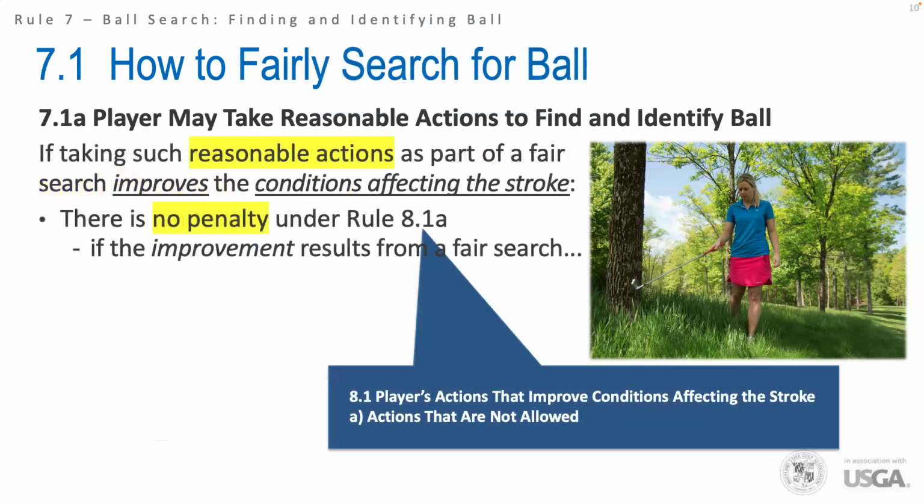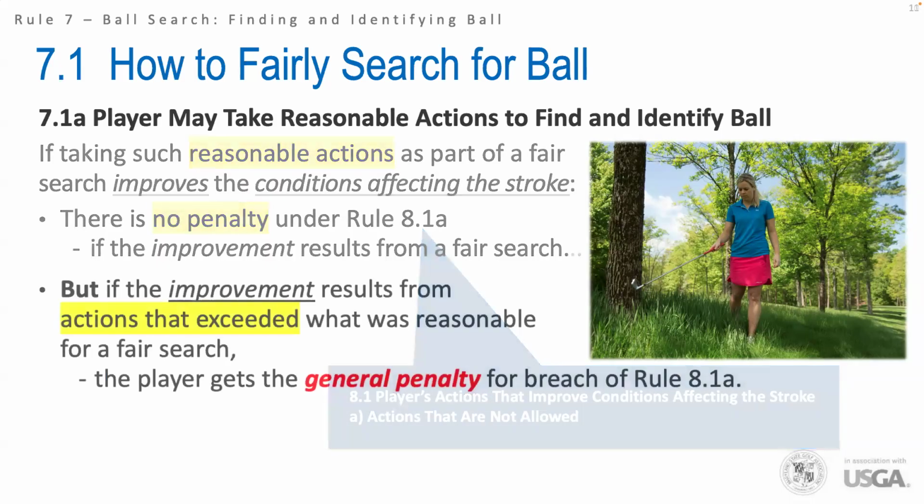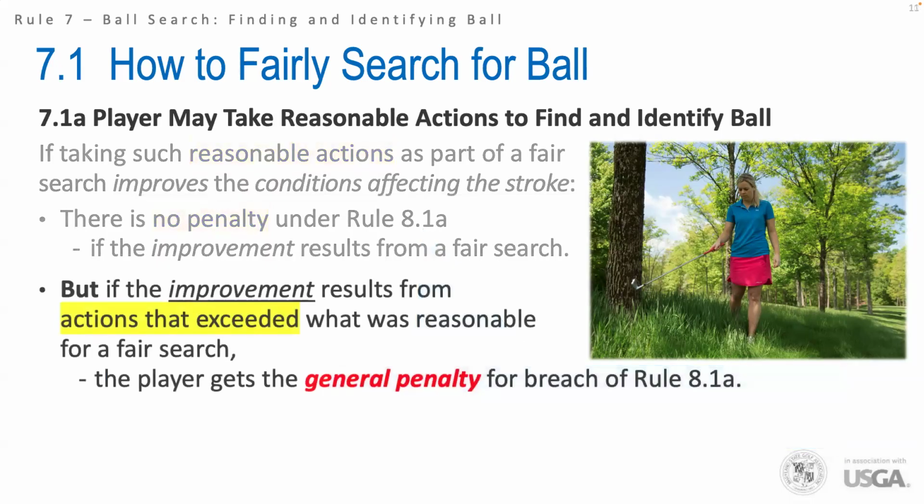So if taking such reasonable actions as part of a fair search improves the conditions affecting the stroke, we're not going to get a penalty under Rule 8.1a if the improvement results from a fair search. However, if the improvement results from actions that exceeded what was reasonable for a fair search, the player gets the general penalty for breach of this rule.